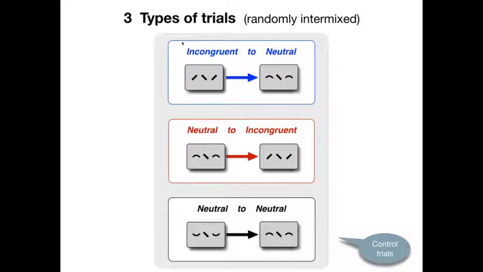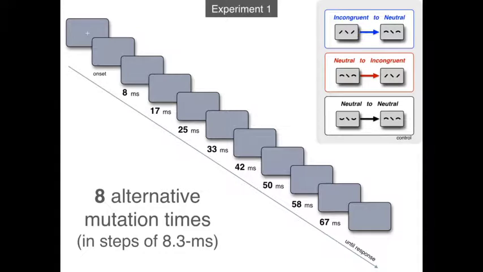So we had 3 types of trials, 3 types of mutations. Trials in which incongruent distractors mutated to neutral distractors, the opposite, neutral to incongruent. And our control trials were those where neutral distractors mutated to different neutral distractors. The mutation itself occurred in 1 out of 8 alternative times after onset, between 8 and 67 milliseconds after onset. So we had these 3 kinds of trials mutated randomly in 1 of those times after onset.